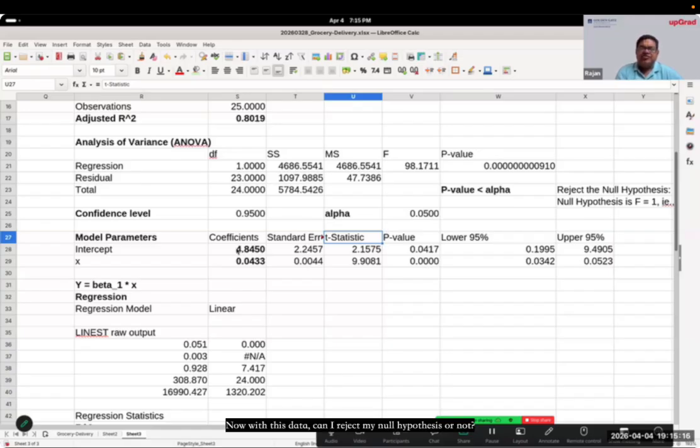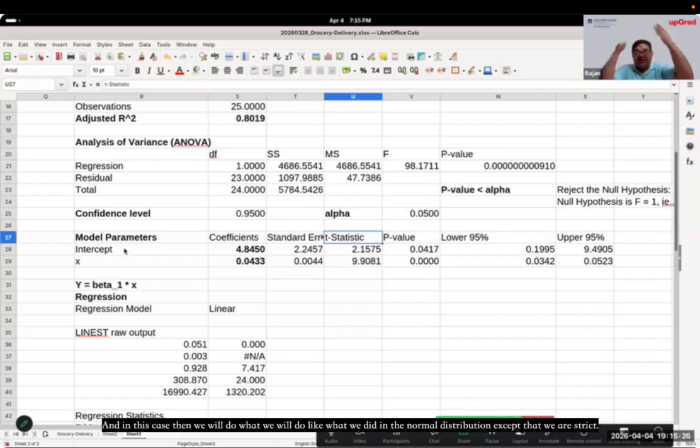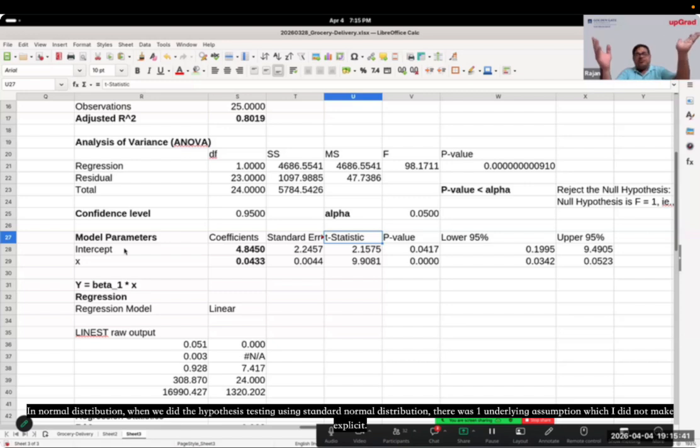Now, if you know beforehand that these variables are correlated, of course, I would say do not reject the null hypothesis. In this case, we will do what we did in the normal distribution. In finance, we never used hypothesis testing before, but I'm going to use it. In normal distribution, although we never used it before, there was one underlying assumption which I did not make explicit.